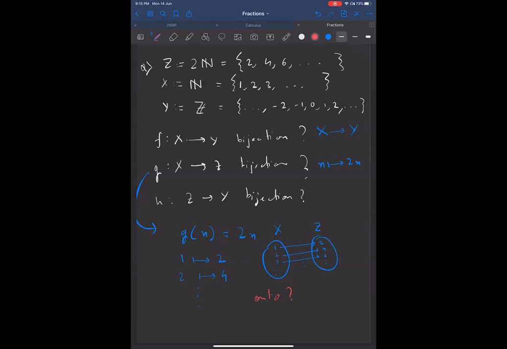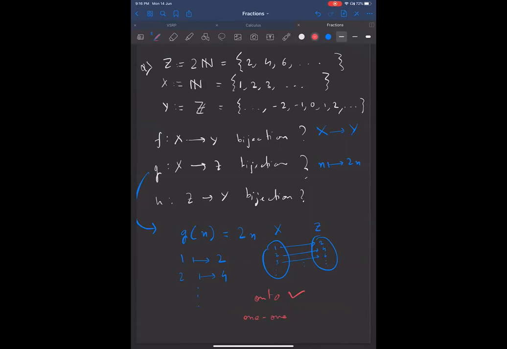If we take any element from Z, suppose 2n', then it must be of the form 2n', and then it must be in X. Then n' is in X. So g of n' is z. So we find the element in X which is mapping to z for any z in Z. So that's why it's onto. And now why is it one-one?